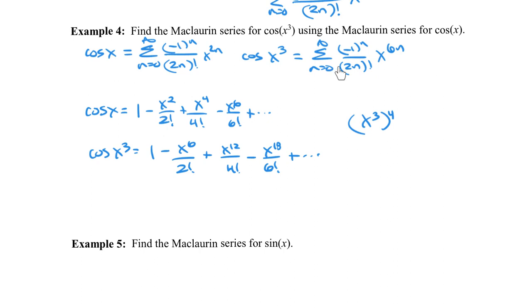These are the same. If you plug in 0 here, negative 1 to the 0 is 1. 2 times 0 is 0 factorial, which is 1, and you get x to the 0, which is 1. So you just get 1. If I plug in a 1, I'm going to get a minus. 2 times 1 is 2 factorial, and x to the 6 times 1 is x to the 6, and then you keep on going, right? So they're the same, just different ways of writing the expression.